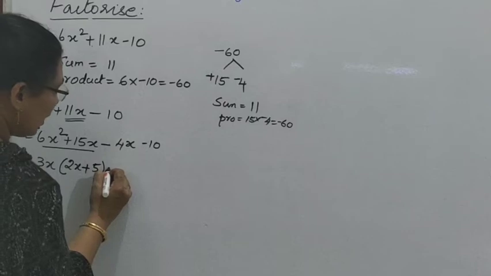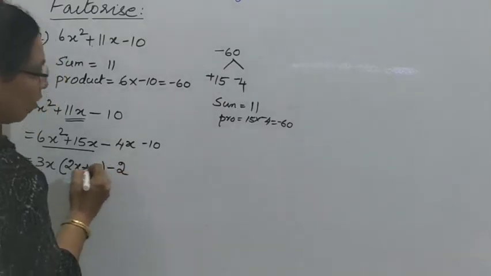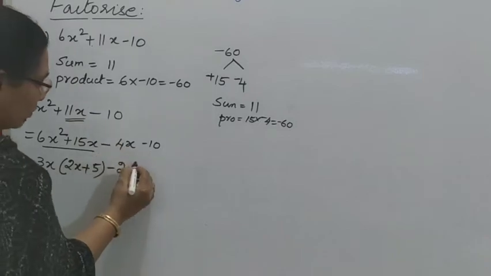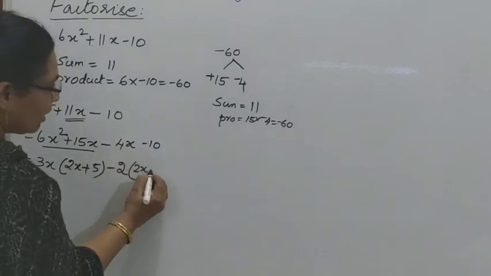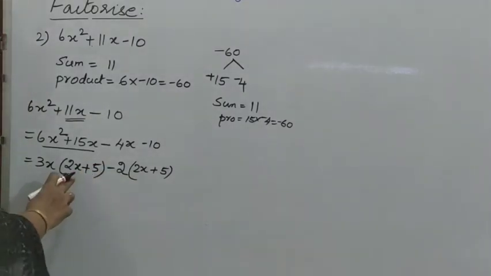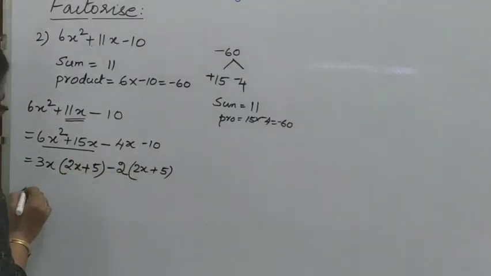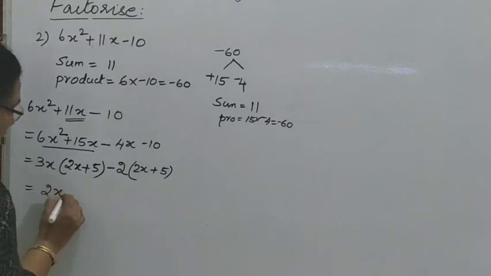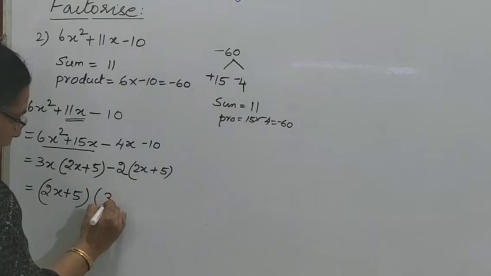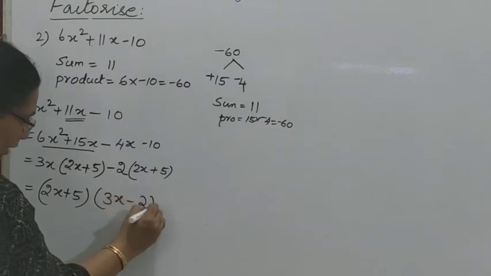Now what is the remaining term from this? Minus 2 I am taking common. Both are minus, so we have taken 2 out. What is the remaining term? 2x plus 5. If you compare these two expressions, which is the common factor now? It is 2x plus 5. So 2x plus 5 is common. Then the remaining term is 3x minus 2.